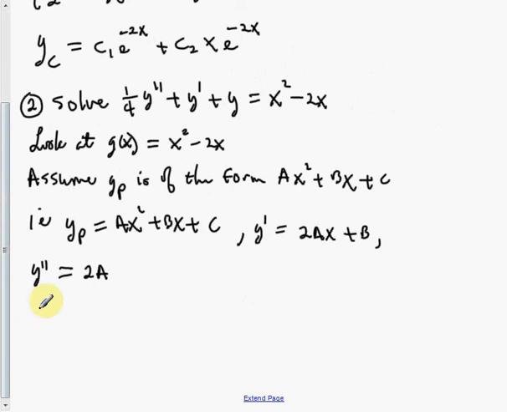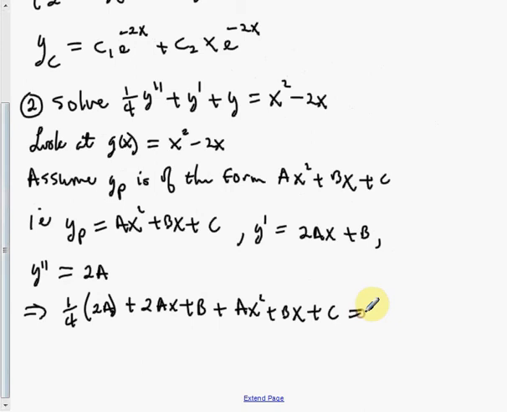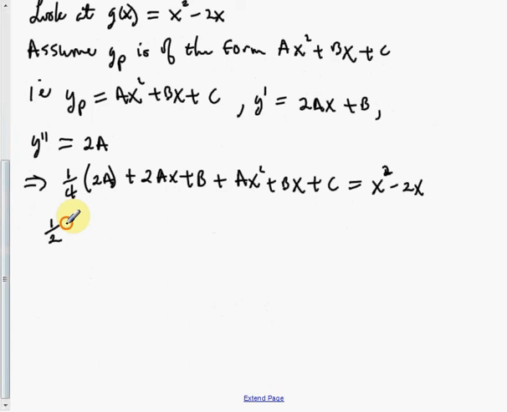So we say that this implies then that 1/4 times y double prime, which is 2a, plus y prime, so that's 2ax plus b, plus y. y is ax squared plus bx plus c. And this is equal to x squared minus 2x. So we simplify what we have. So we have here 1 half a plus 2ax plus b plus ax squared plus bx plus c is equal to x squared minus 2x.